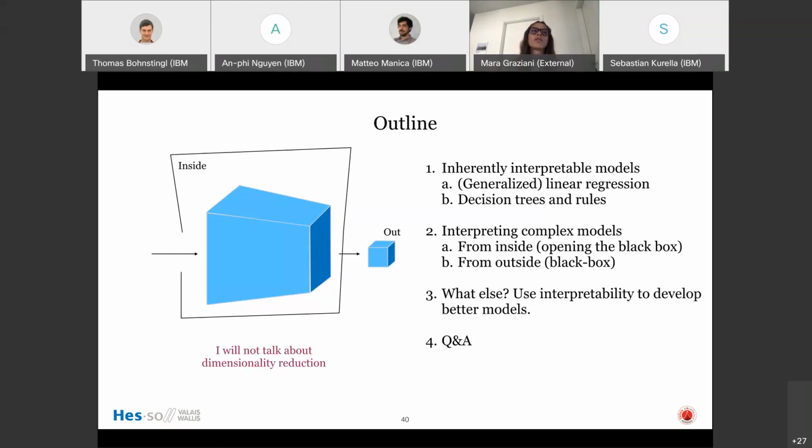Also, I will not cover some interpretability area regarding exploratory data analysis. So, for example, all the dimensionality reduction stuff, like principal components analysis, independent components analysis, and also the more recent UMAP.